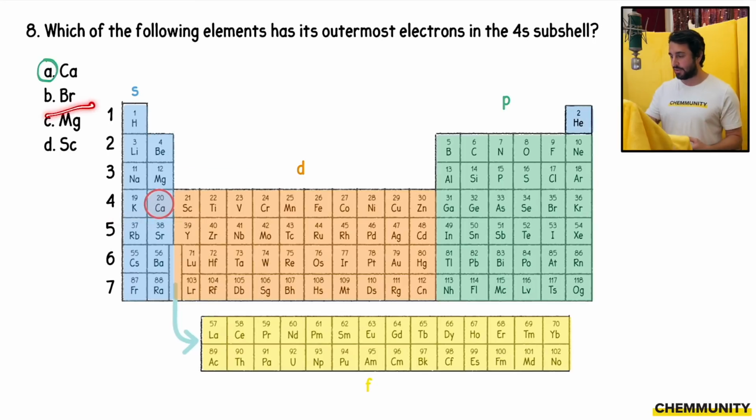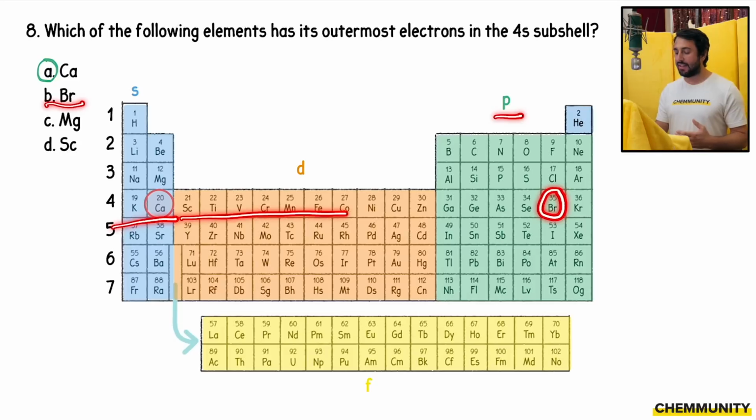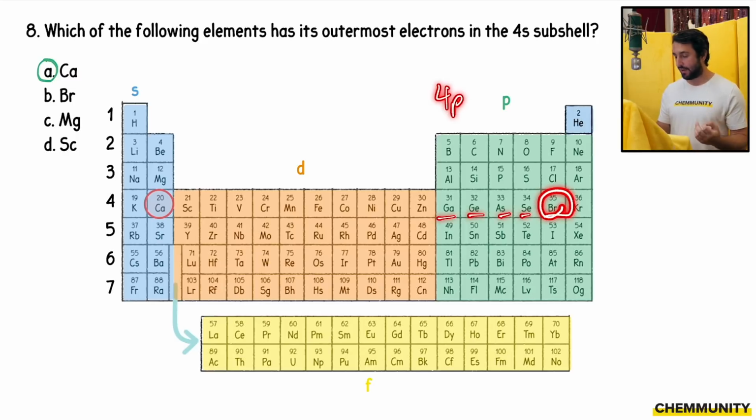Let's go through the other options so that we know what's happening with those. So bromine is right here. Now bromine is sitting in the P block, and so its electron configuration involves having 4s electrons and then 3d electrons. Remember that the d is always one behind the s and the p in terms of period. So these are the 4s electrons and then a full 3d subshell. And then it will have 1, 2, 3, 4, 5 4p electrons. So that will end in 4p5. Magnesium is right here.